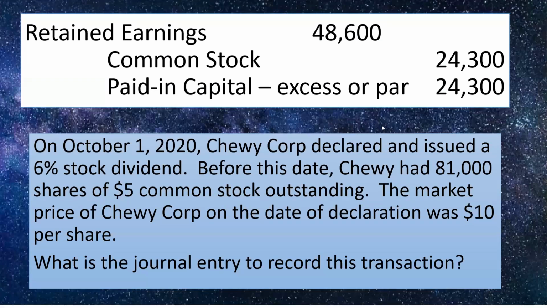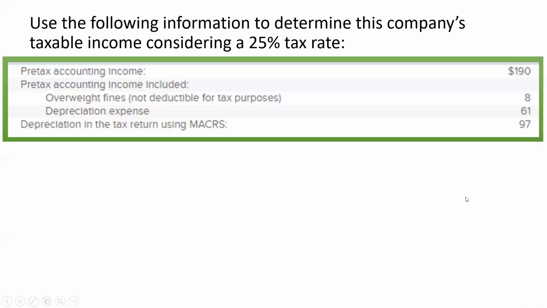All right, we're going to move to the next question. Use the following information to determine this company's taxable income considering a 25% tax rate. So we have the pre-tax accounting income and then what was included in that compared to here we have the MACRS depreciation for tax purposes. So let me give you a second to try to determine what would be the company's taxable income.